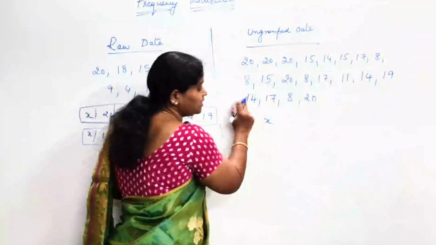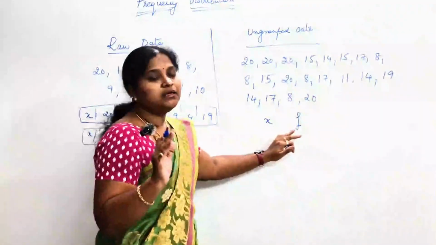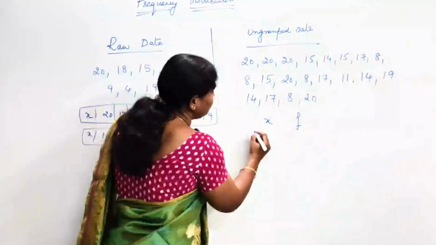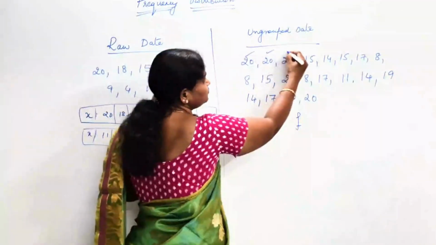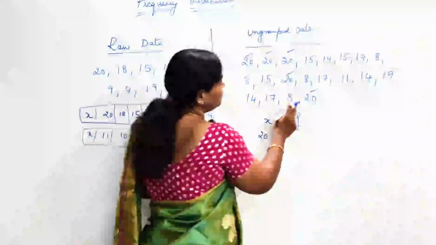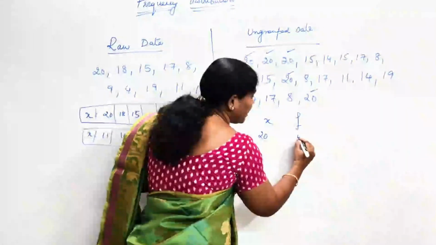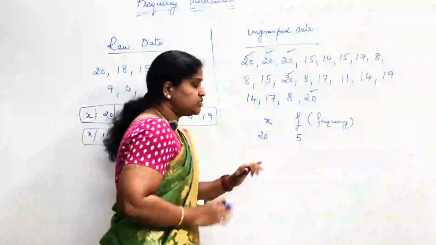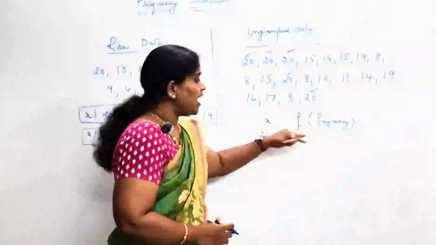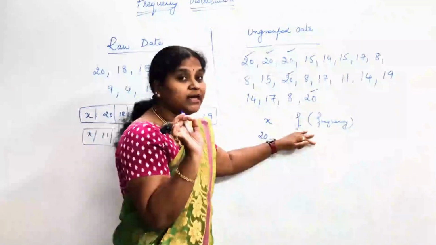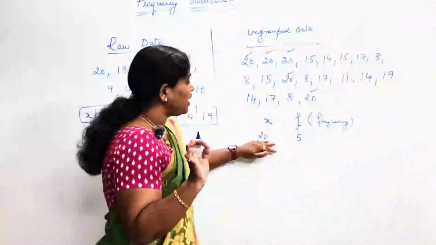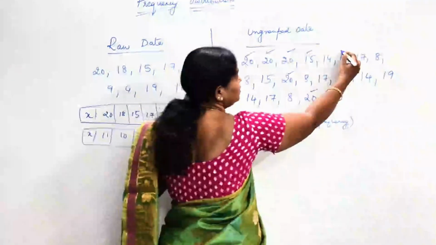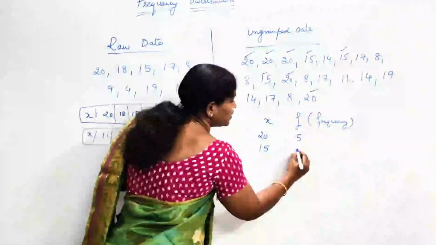We'll form the table where x will be the value and f will be the frequency, or the number of times the value is repeating. So x values will be 20, which is repeating 5 times. So my f is nothing but the frequency. Notations will not change. The values will always be x and f will always be frequency. The variable name will not change here. So 20 is repeating 5 times. Then it is 15, which is repeating 3 times.